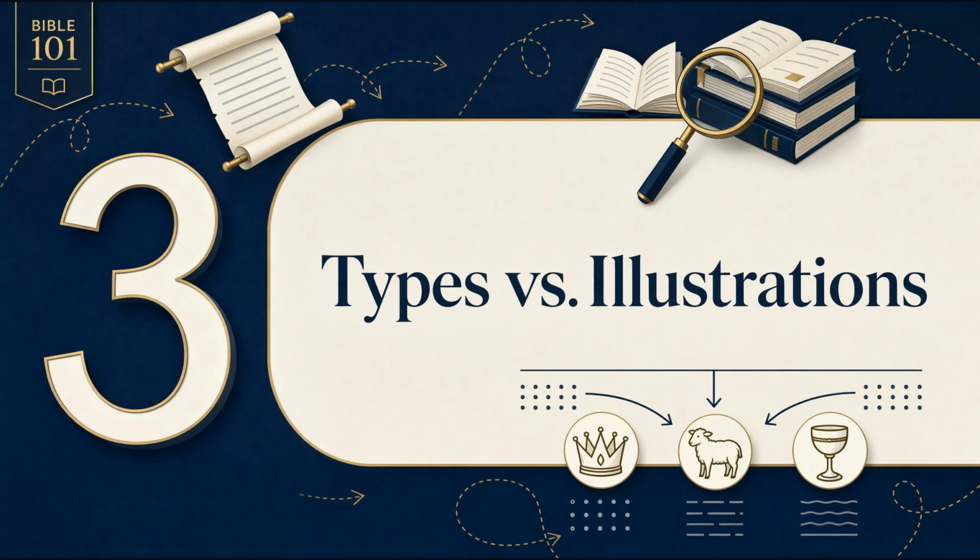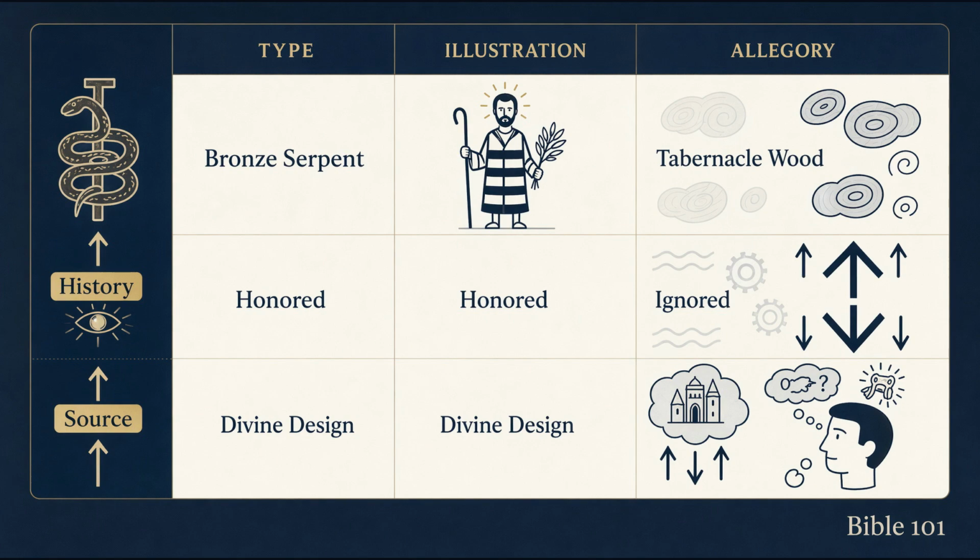All right, let's put this toolkit to work. We're going to see how it helps us sort things into 3 different categories, because it turns out not every cool parallel is a formal type. So check this out. We've got types, illustrations, and allegories. A type, like the bronze serpent, passes our tests. It's historical, and it's from God's design. Then you have an illustration, like the story of Joseph. It also honors history and shows God's design, but it might not be a direct one-to-one prediction. And then you've got allegory. This is the danger zone. It completely ignores history and just runs with the interpreter's imagination. Knowing which lane you're in is absolutely crucial.